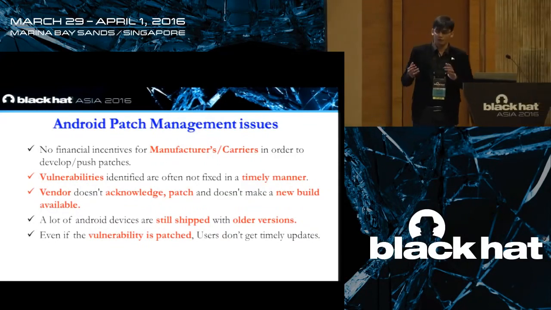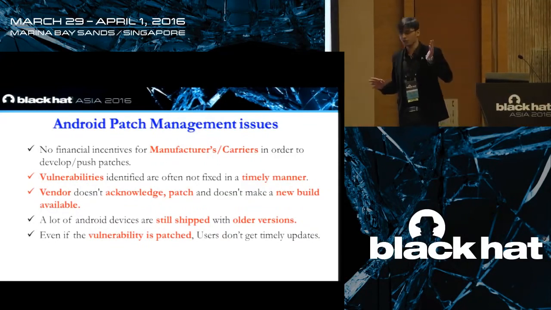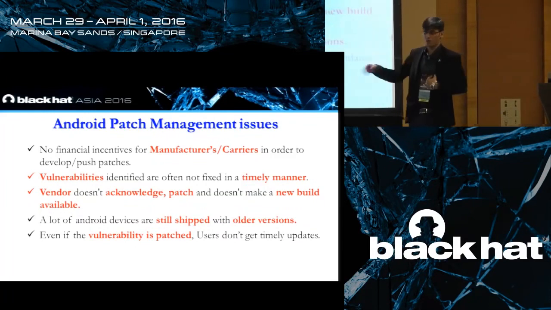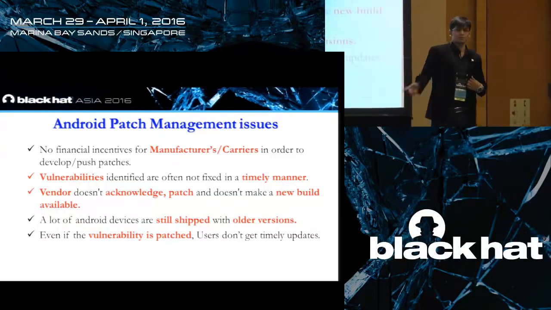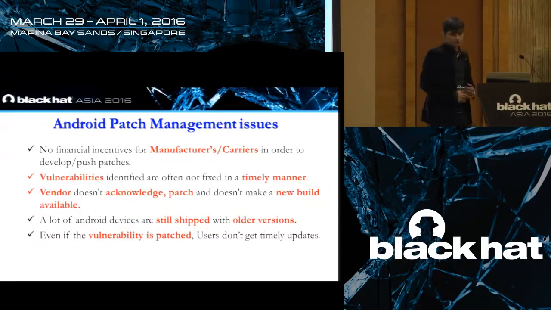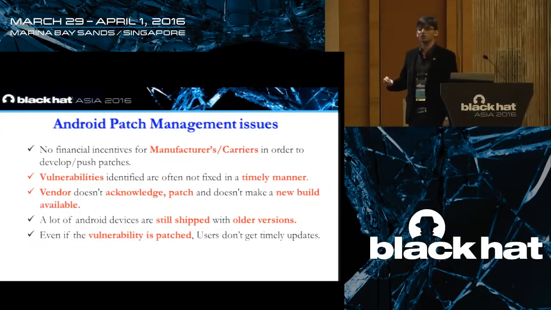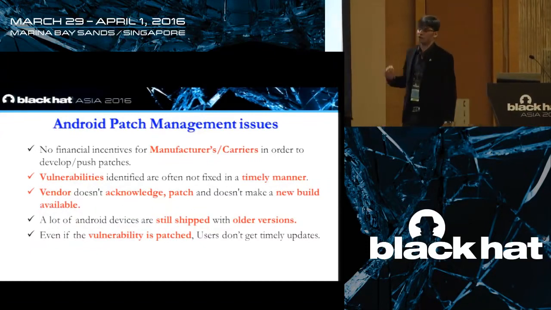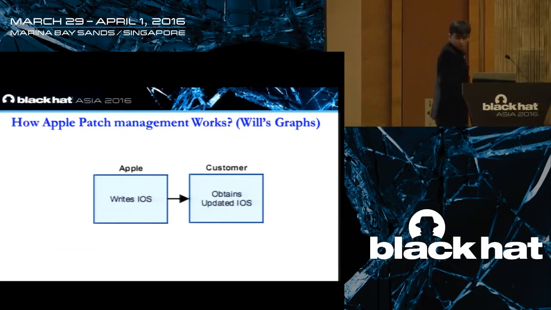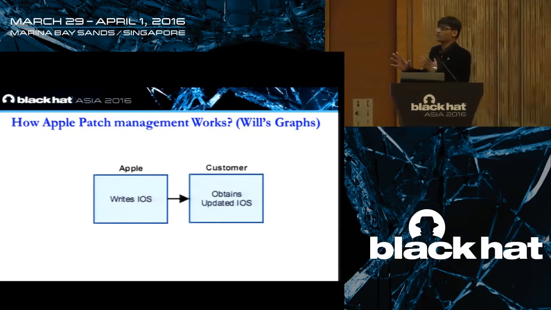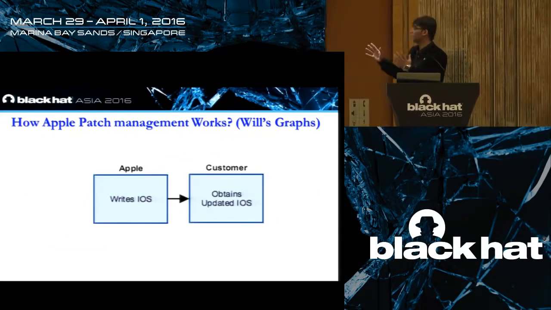And a lot of devices, mostly in Asia, are still shipped with older Android versions. And the last point is very important: even if the vulnerability is patched, users don't get timely updates. What is the reason for it? So let's take a look at the supply chain to understand this. This is from Will's graph.